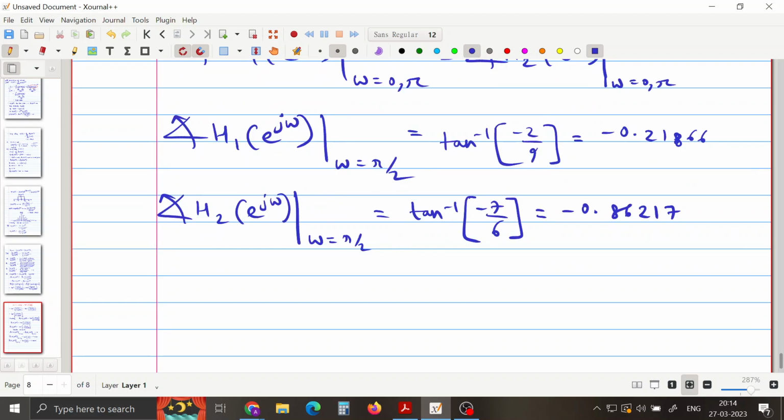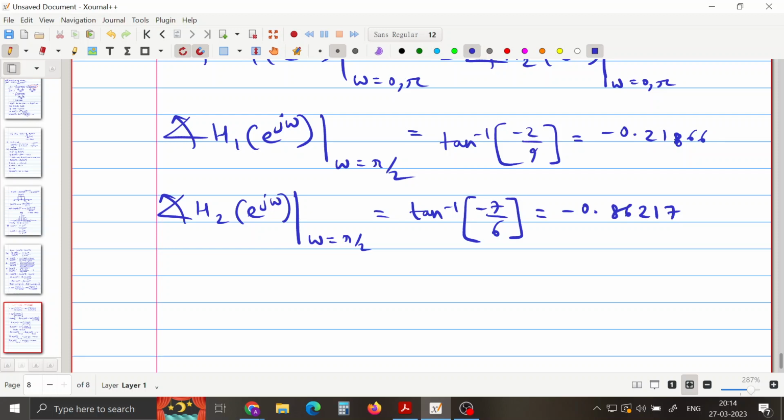So it went more negative for the same omega, which is pi by 2. So you see, and what about the group delay? Group delay, you can treat it as a slope, right? Because it's the negative derivative of the phase. So it's the slope of the phase, or the negative slope, you can say.